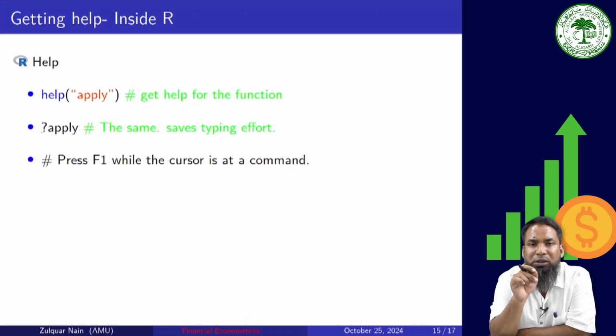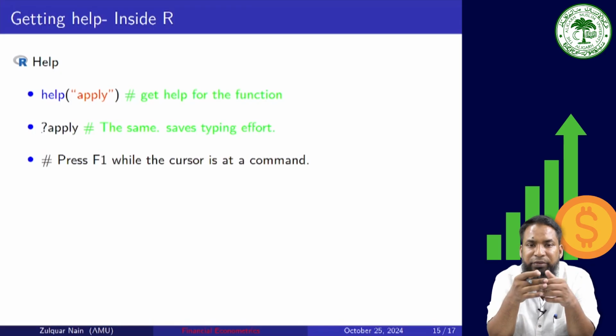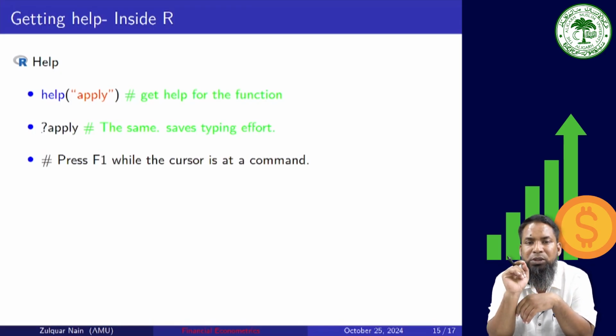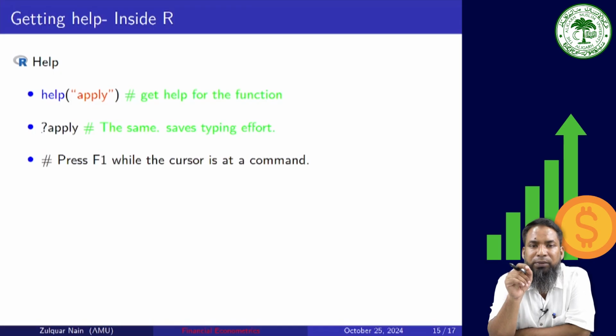Or we'll see the cursor. I hope everyone is aware of the cursor. Whenever you use any computer system, there is a vertical line, and when we move our mouse, that line or arrow changes. That is what we call the cursor. So another way to get the help: suppose I need the help on apply. If my cursor is on the term apply and I press F1, it will give us the help file.